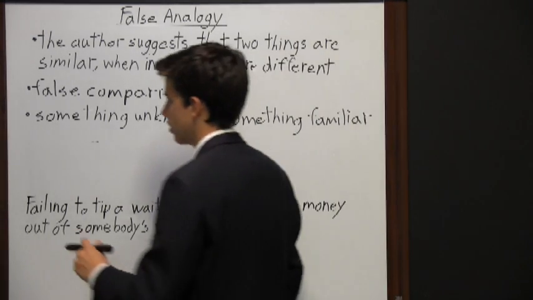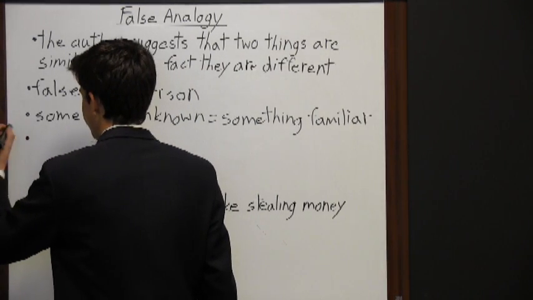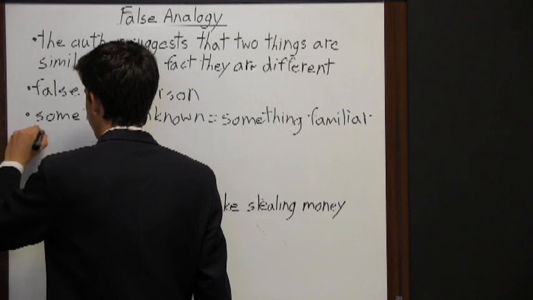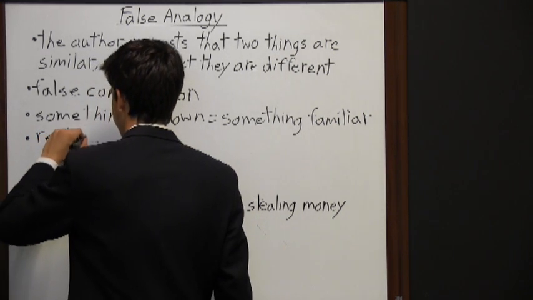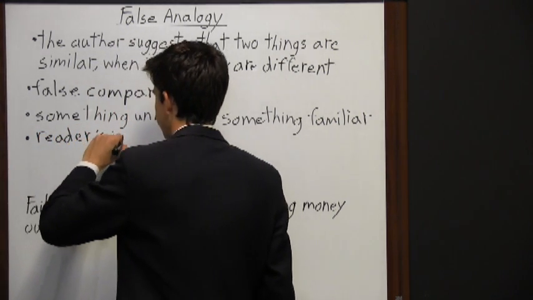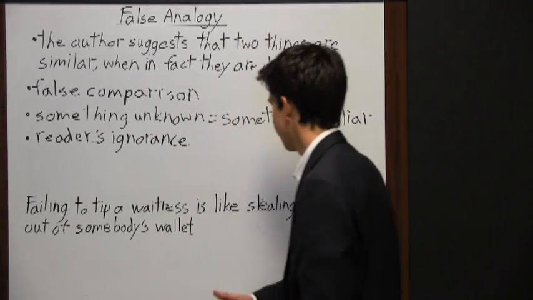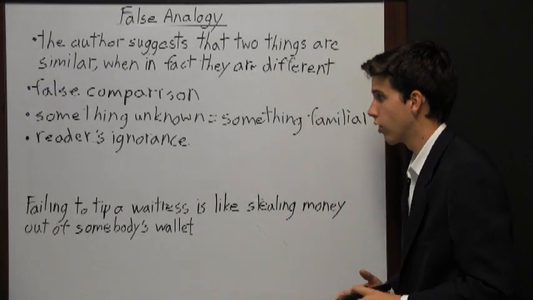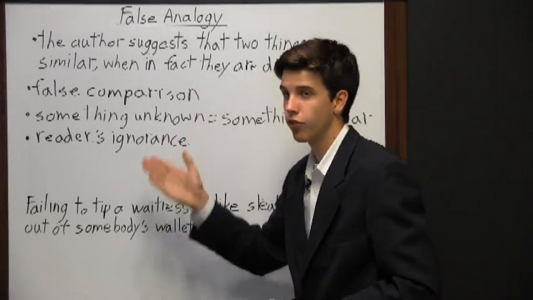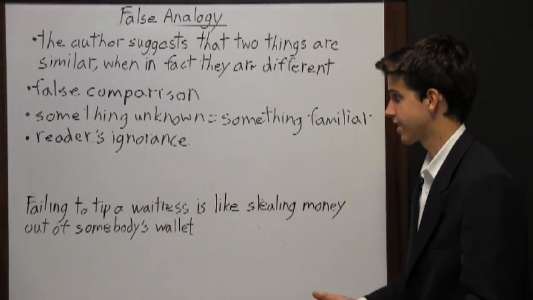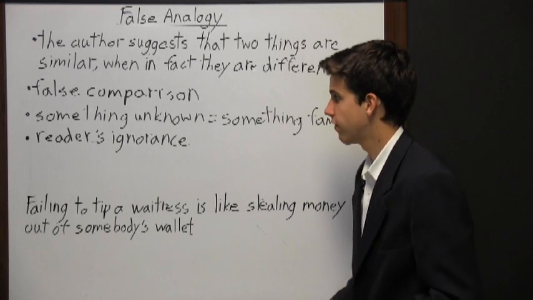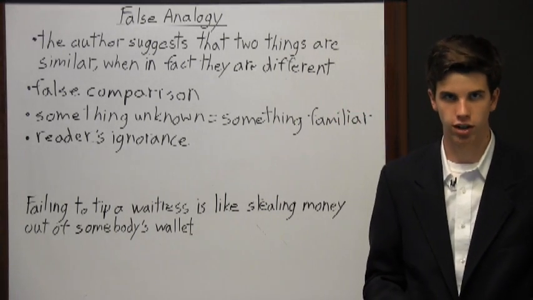Now, here, the author is taking advantage of the reader's ignorance. Because like I said, this is comparing something unknown with something familiar. So the reader is not familiar with this unknown thing that we're talking about. So because of that, the author is able to take advantage of the reader's ignorance.